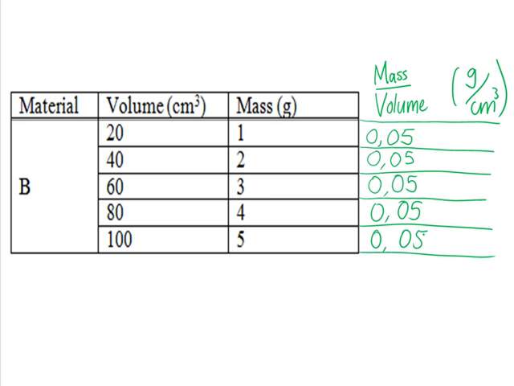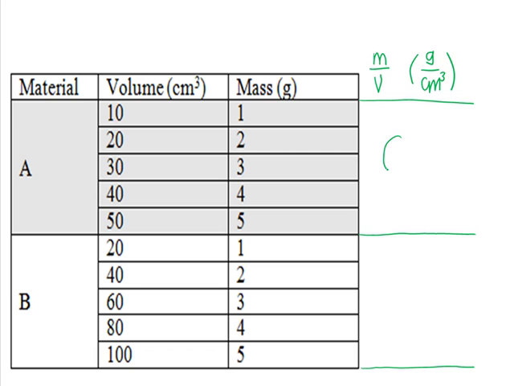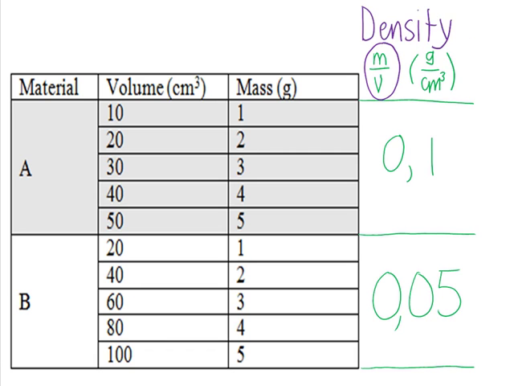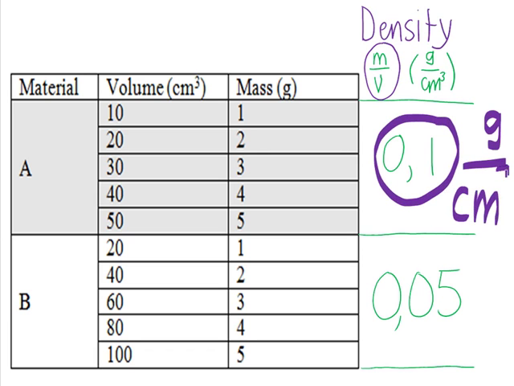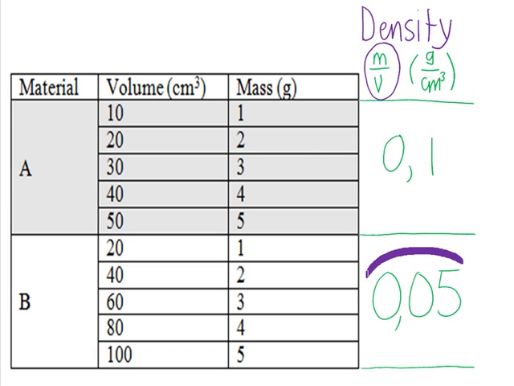So material A has its particular constant, 0,1 gram per centimeter cubed, and material B has its particular constant, 0,05 grams per centimeter cubed. This constant of the ratio of mass to volume has a special name in science, and it is called density. A's density is 0,1 gram per centimeter cubed. B's density is 0,05 gram per centimeter cubed.